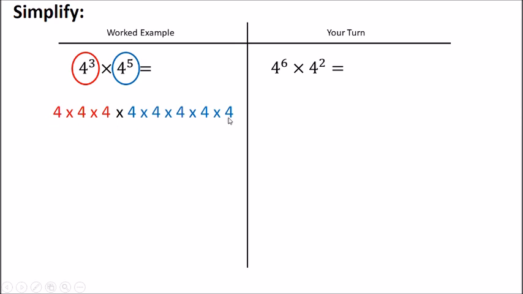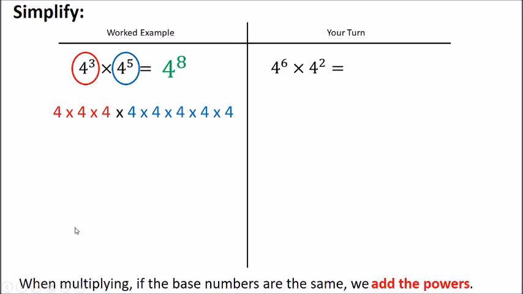So what do I have all together? I have 4 to the power of something. How many 4's do I have multiplied together? Well, altogether I have 4 to the power of 8. Was there a quicker way I could have done that without writing out all of these 4's? So look at the question and look at my answer. Is there a quicker way I could have got 8 from this question? Well, the quick way is just 3 add 5 gives me 8. So that multiplication law is when I'm multiplying indices, when the base numbers are the same, just add those powers together. So 3 add 5 gives me 8.